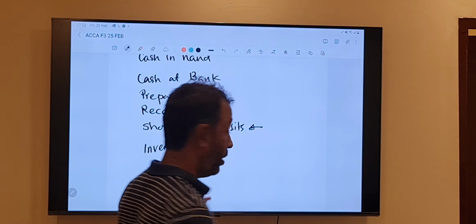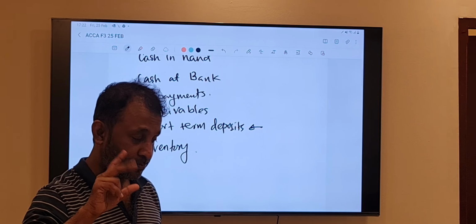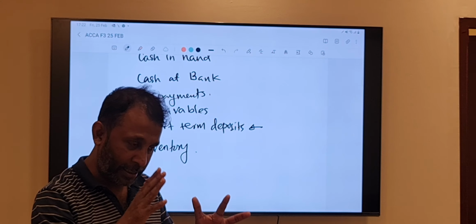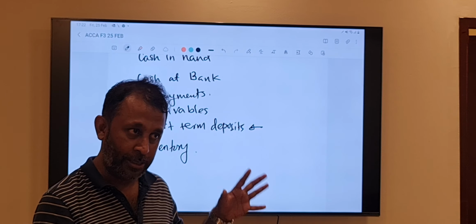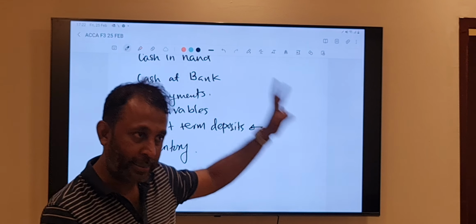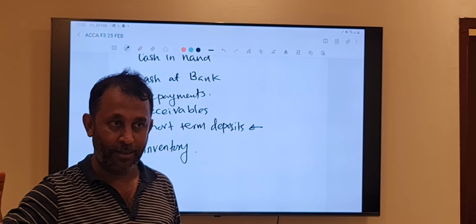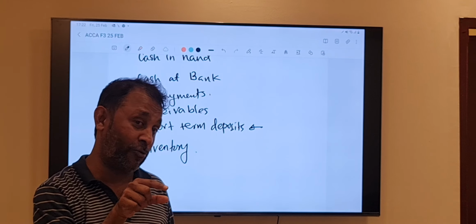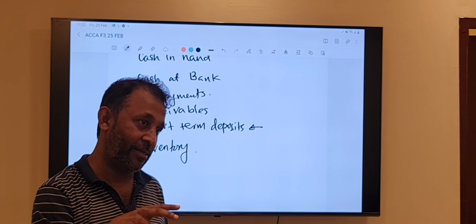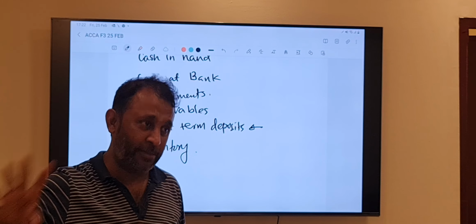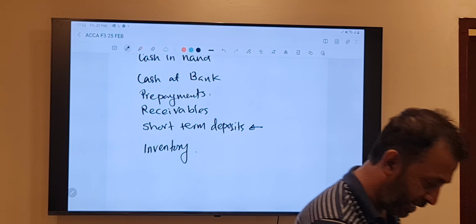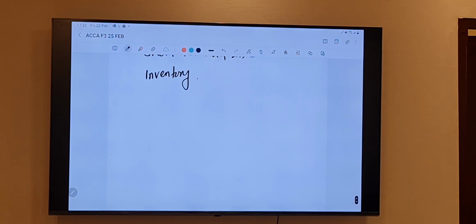So now we discussed the category of the asset into two. What are the categories? Assets are categorized as current and non-current. Same like liabilities. What do you think? How many categories can we categorize? Same thing. Current and non-current liabilities. Now let's categorize liabilities.